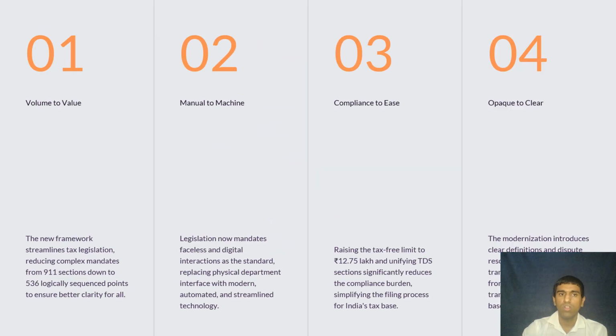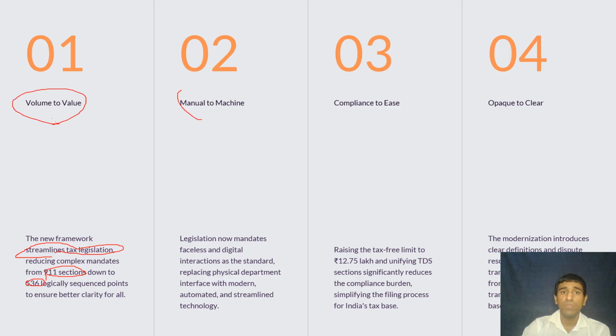Then overall, what is the difference between the new act and the old one? One is the new framework has streamlined tax legislation. As I said earlier, there used to be 911 sections. Now it's down to 536. And these 536 sections are logically sequenced and very simply written to ensure that everybody has better clarity, not just professionals, but even the general public. And this is volume to value.